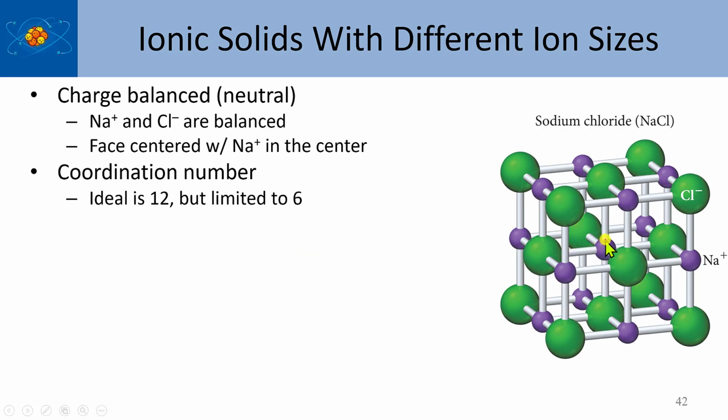But for face-centered with different sized ions, right, the sodium ion in the middle here only makes contact with 1, 2, 3, 4. Let's see, 1, 2, 3, 4, 5, and 6, this guy down here. So in order for the charge to be balanced, right, we have to have the same number of chlorides in the unit cell as we have sodiums.